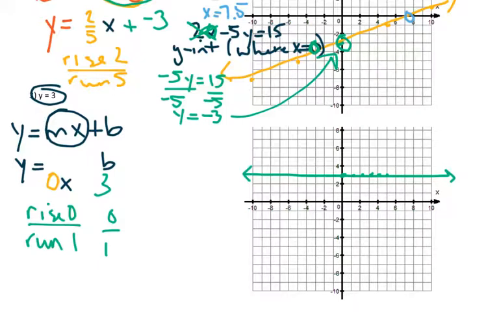So when we have y equals a number, that will always result in a horizontal line, because horizontal has slope of 0. You thought you would get away with not hearing that, but you were wrong. Alright, let's move on to the next example.